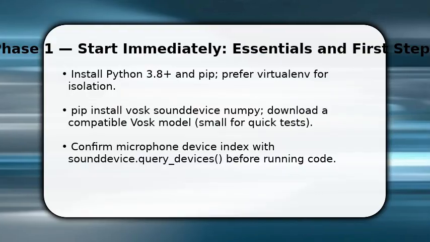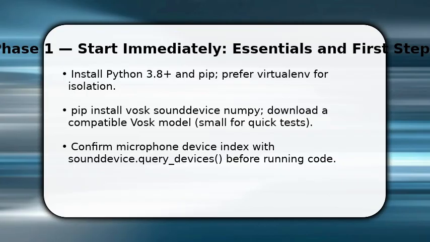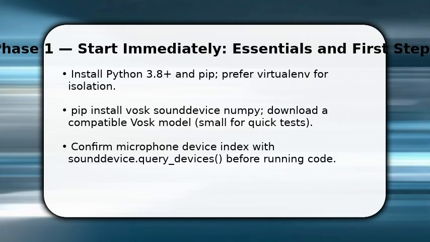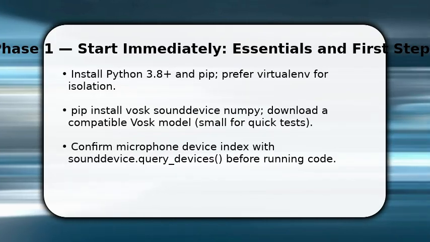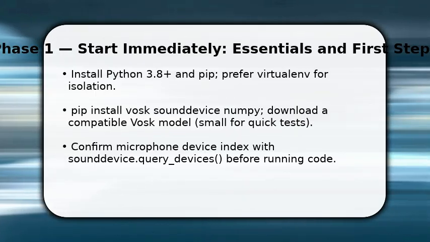You start by preparing your environment. Install Python 3.8 or newer, create a virtualenv, then pip install Vosk, sounddevice, and numpy. Once done, download a Vosk model that matches your language and CPU capability. Smaller models speed testing. You need to identify your microphone index using sounddevice. Query devices, because passing the wrong device will silently fail. Make sure permissions are granted for audio capture. This gets you from 0 to the first runnable script quickly and reliably.